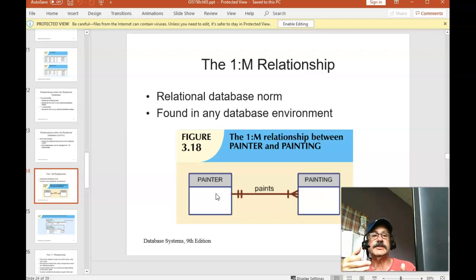we need to explain this, put it in English or some language, and to do that you need to identify an instance of a painter and an instance of a painting. You can kind of think of those as records. So one record in the painter table may relate to many records in the painting table. A record in the painting table relates to only one record in the painter table.